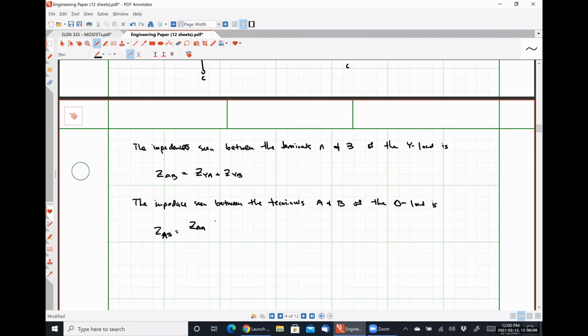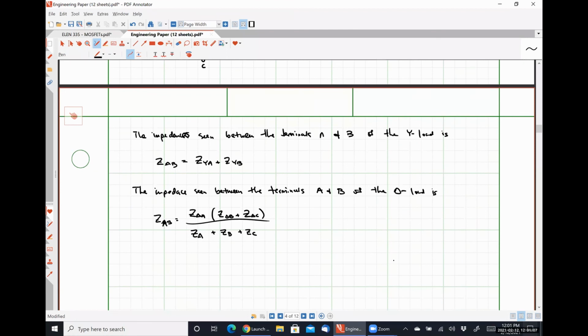So Z delta A multiplied by Z delta B plus Z delta C divided by ZA plus ZB plus ZC. I'm going to set these two guys equal to each other. How I'm going to convert between them is I have to say that the impedance seen between the A terminal and B terminal is the same.